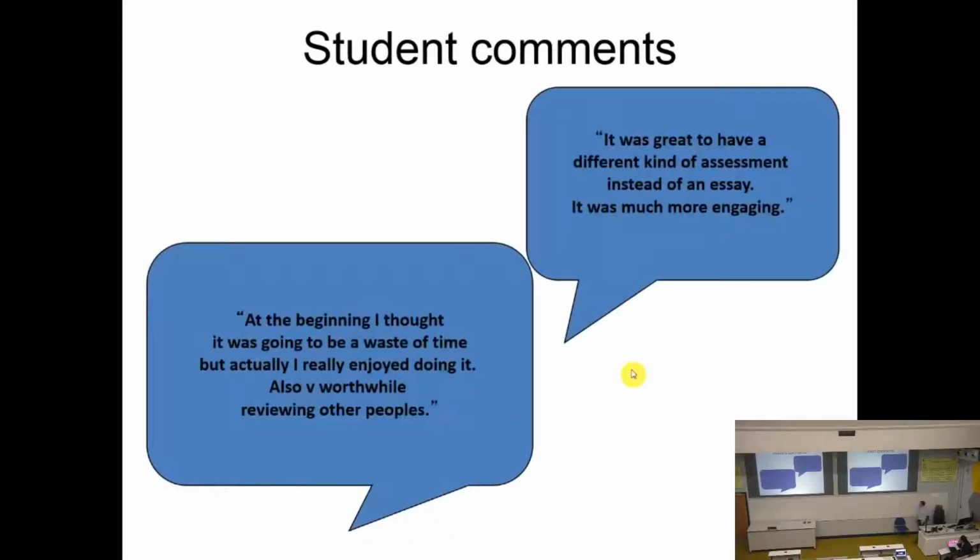These were 2 comments that I've just picked out of the text responses. I don't know how well you can read that. And this bottom one here is really the key one for me. At the beginning, I thought it was going to be a waste of time, but actually I really enjoyed doing it. Also very worthwhile reviewing other people's submissions. So I think that, again, for me, that was a key point.